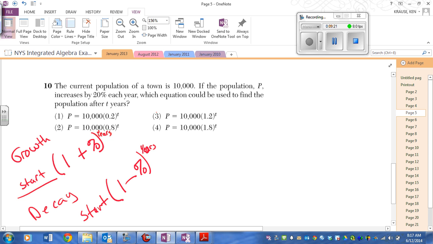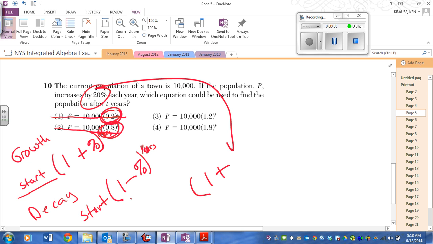So in this case, these two equations don't have 1 plus, they have 1 minus, because notice the value is less than 1, and if the value is less than 1, that's decay. And so we're looking for the one that does 1 plus, and 20%, when I put it in here, don't forget that goes in as 0.2. Right? And so this would be 1.2 that's in the parentheses, so that's choice 3.